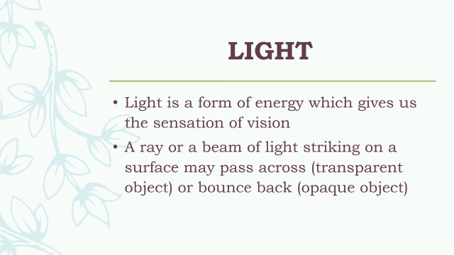Now when any beam of light or a ray of light strikes a surface, two things may happen. It may pass across or it may bounce back. When it passes across, it must be a transparent object. Bouncing back is only possible when it is an opaque object.